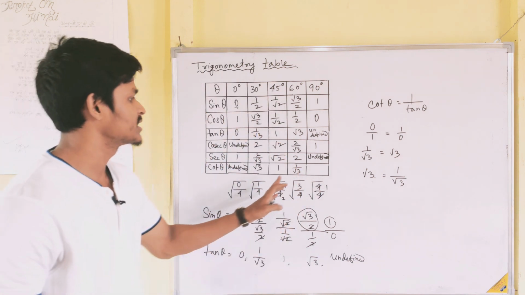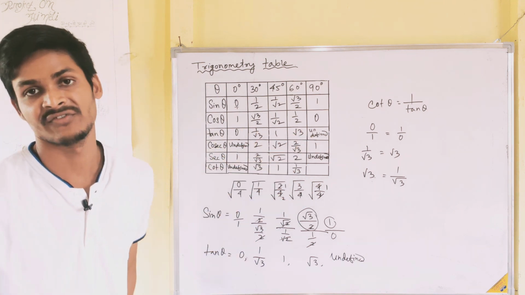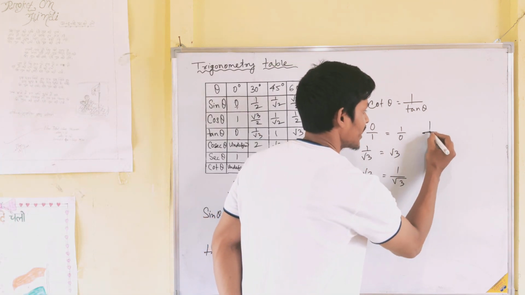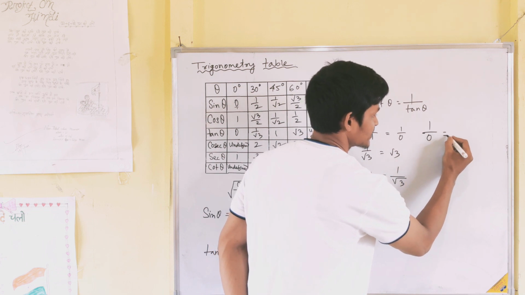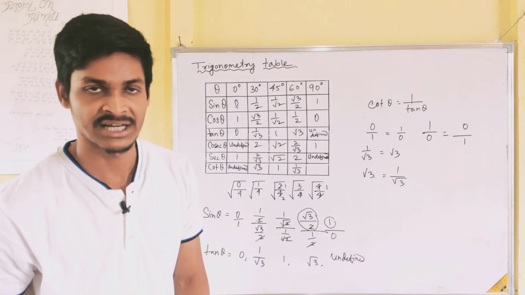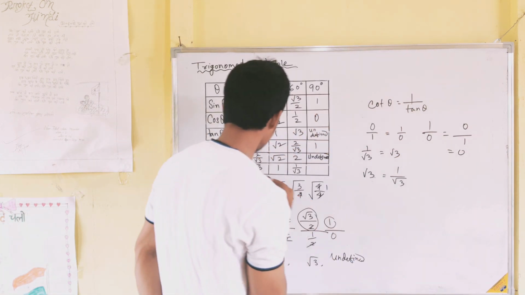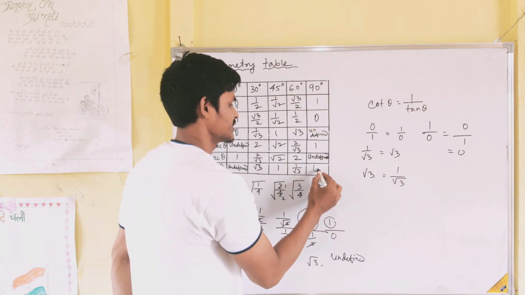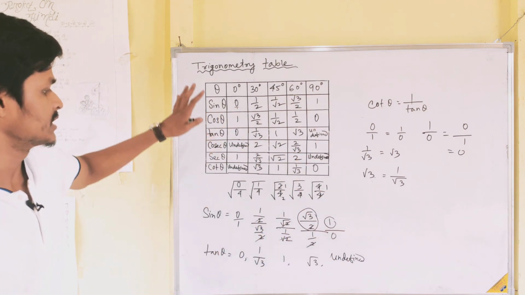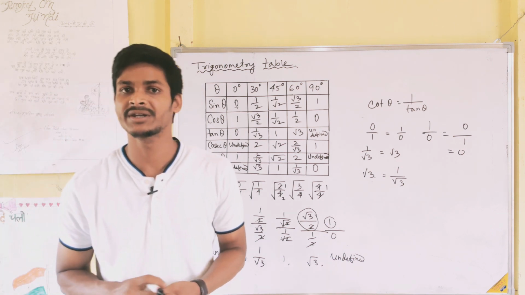Okay, now the last one is cot 90 degree. Tan 90 degree is undefined, so undefined means what? 1 by 0. Now if you inverse this, then what do you get? 0 by 1. That means 0 by 1 is 0. That means cot 90 degree is 0. So in this way you can easily make a trigonometry table.